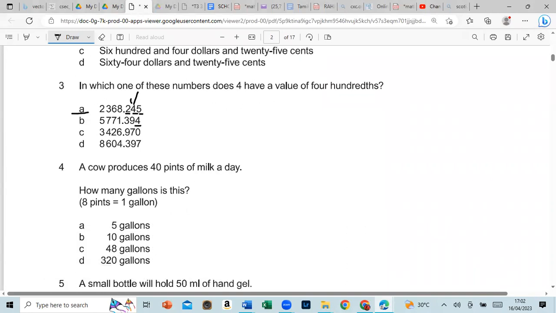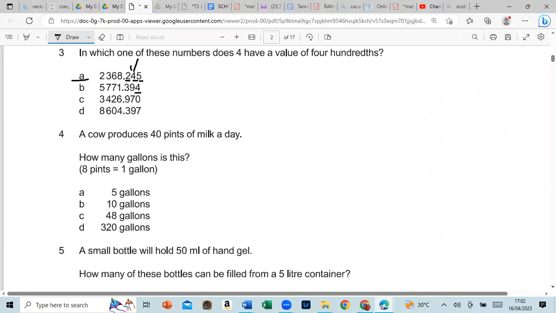Number 4 says a cow produces 40 pints of milk a day. How many gallons is this? 8 pints is equal to 1 gallon. A. We divide 40 by 8, which gives us 5, because every 8 pints makes 1 gallon, and 8 times 5 gives 40. So that is correct.